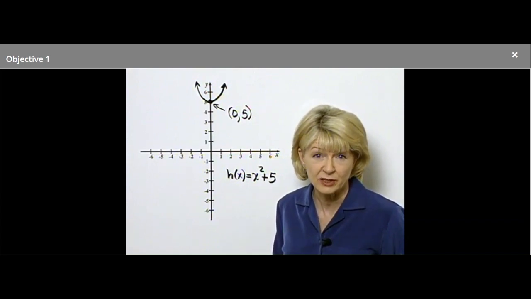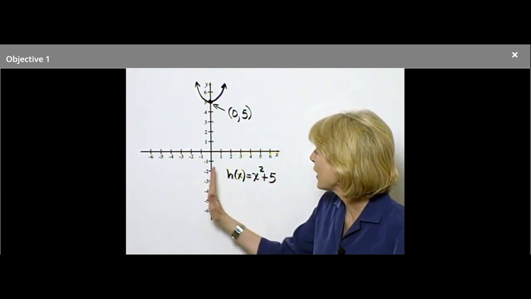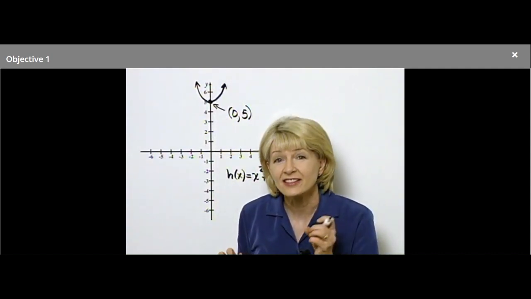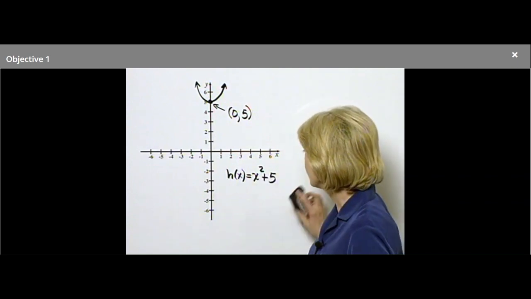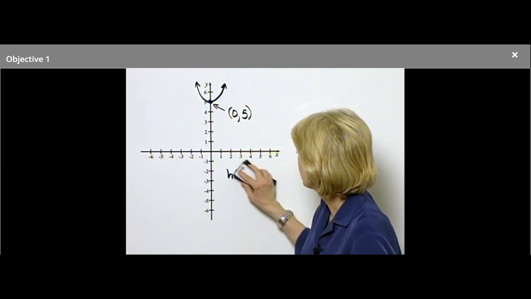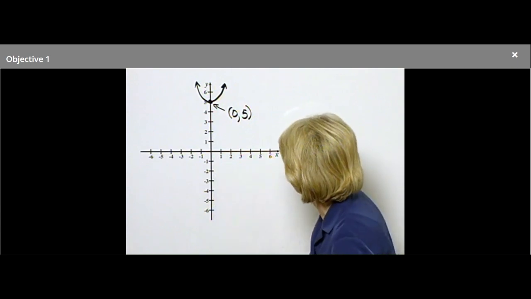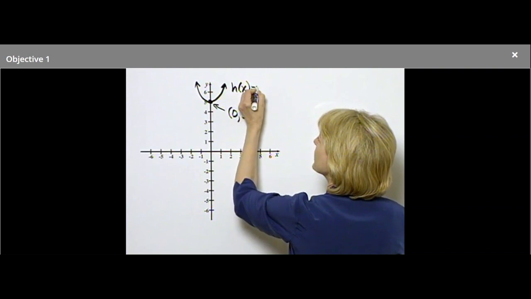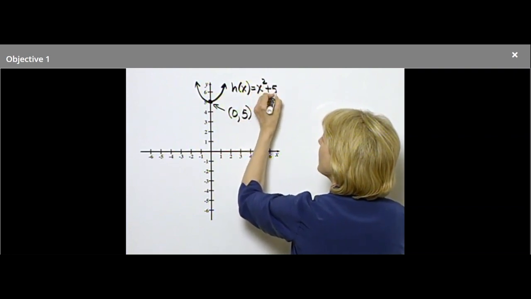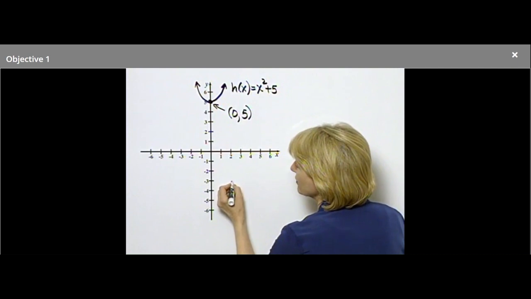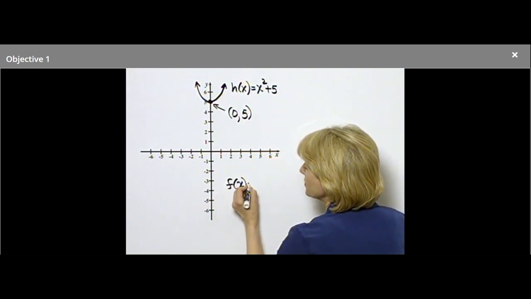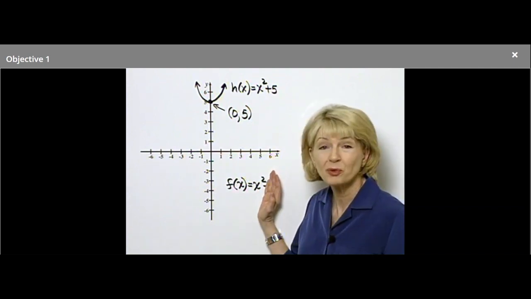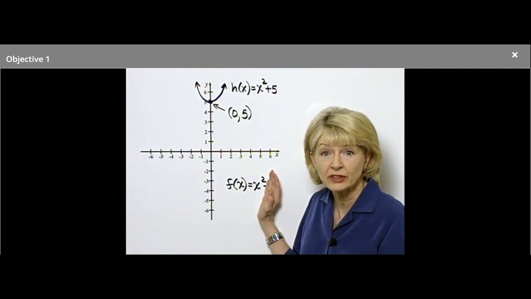And what is the axis of symmetry? You can look and see the axis of symmetry. It is the y-axis. Now let's continue working with this. Let's compare this with another function. This is the function we called h of x, which is x squared plus 5. Let's compare that with f of x, which is x squared minus 1. This is a parabola. It is a function. It passes the vertical line test.